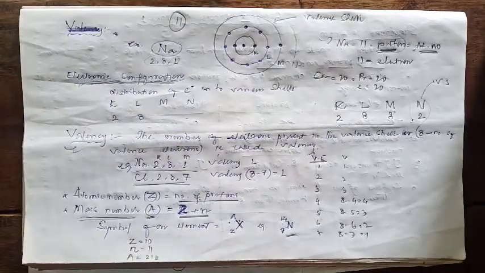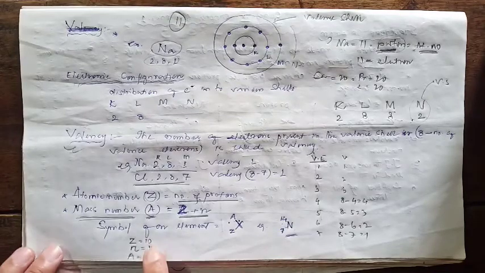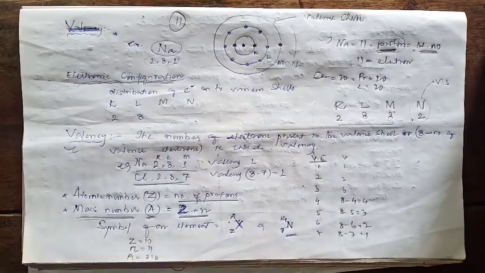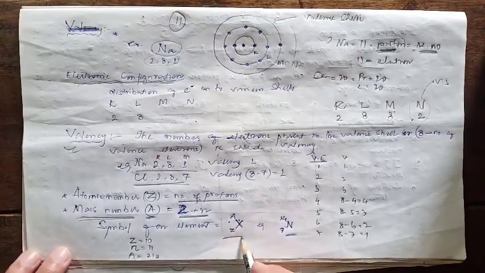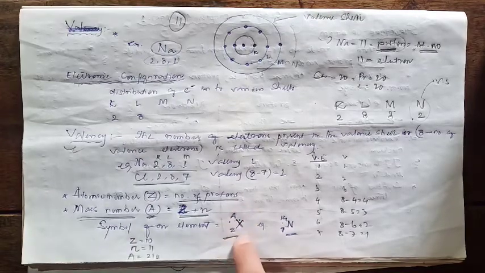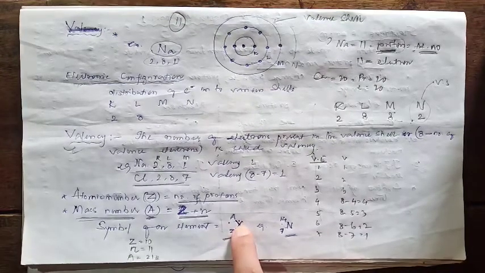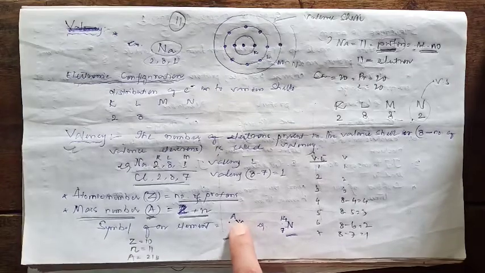So this is how we calculate atomic number or mass number. Now, once you know the atomic number and mass number, the chemical symbol can be represented like this. Suppose an element X has an atomic number of Z and mass number of A, it can be written like this. The atomic number will be written at the bottom left as a subscript and the mass number will be written at the top left as a superscript.